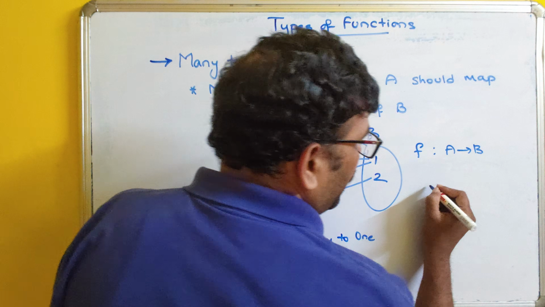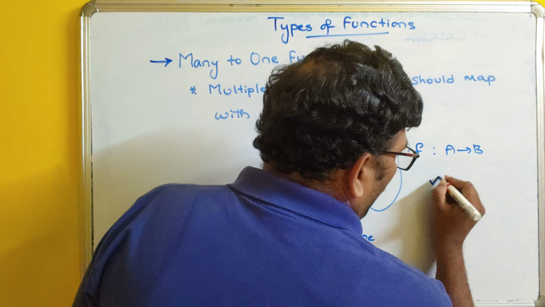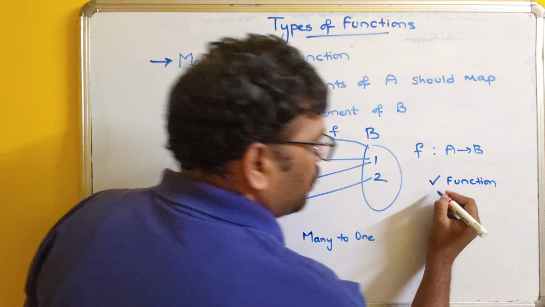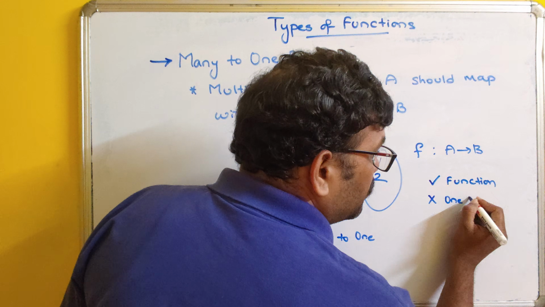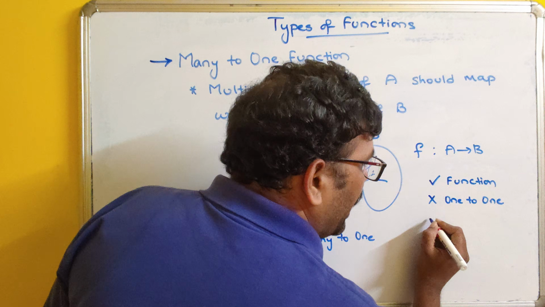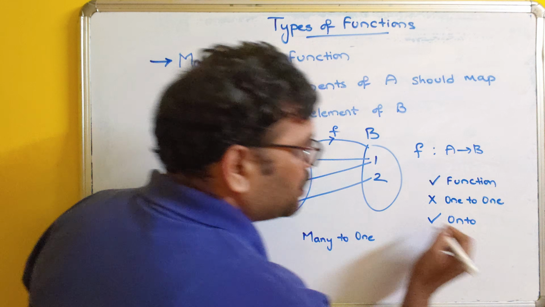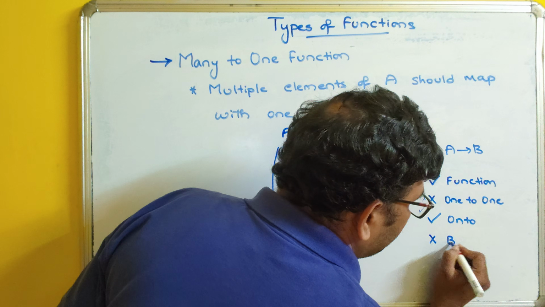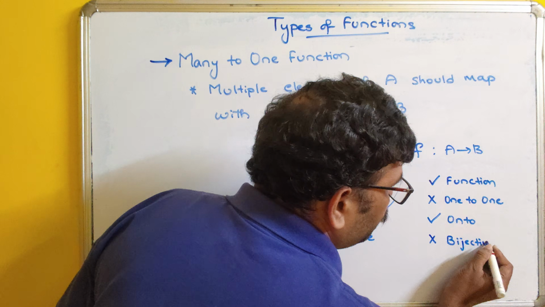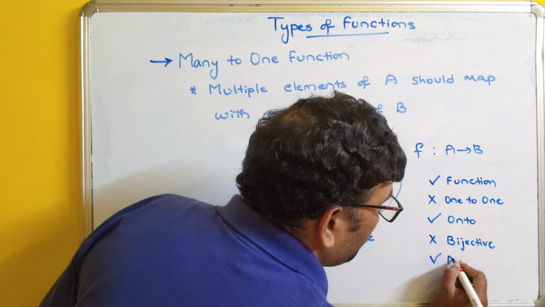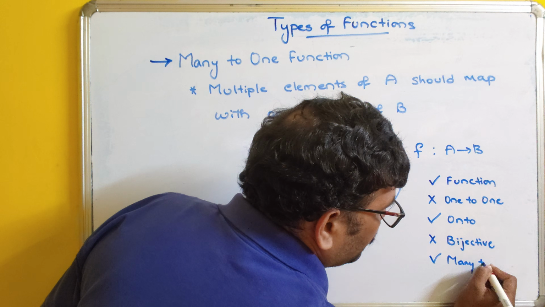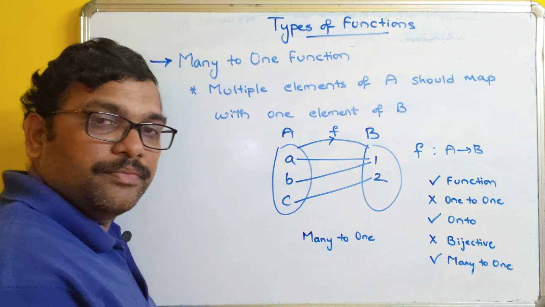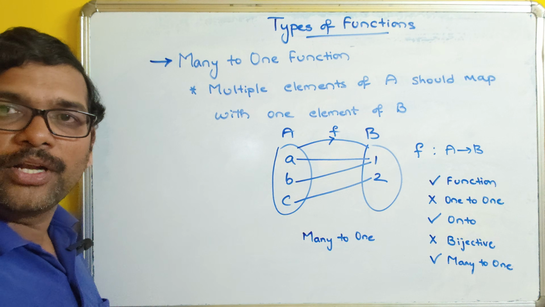The same thing we can write. It's a valid function. It's not one-to-one, and it is an onto function because all the elements of B are mapped, right? And it is not bijective. It is also not a bijective function, and it is many to one. The same function. Okay, so I hope you understood this one.